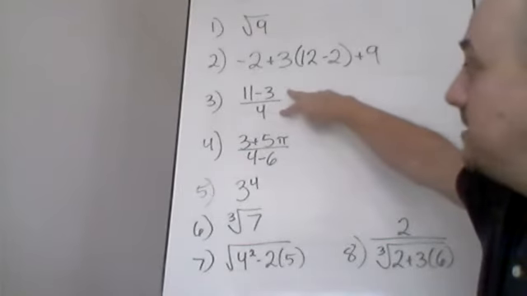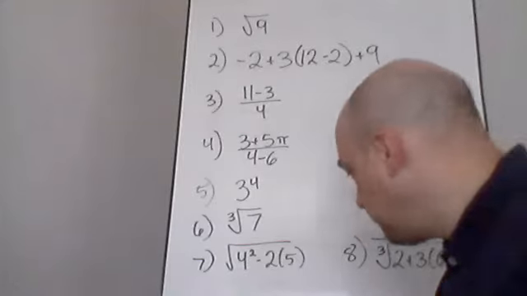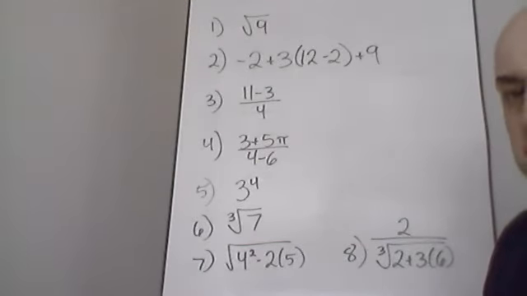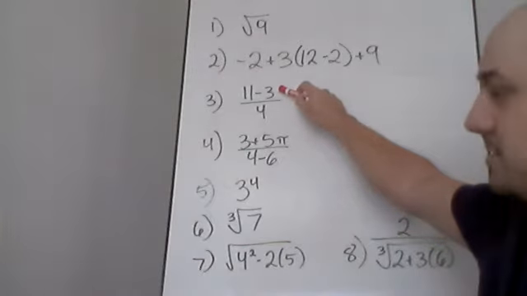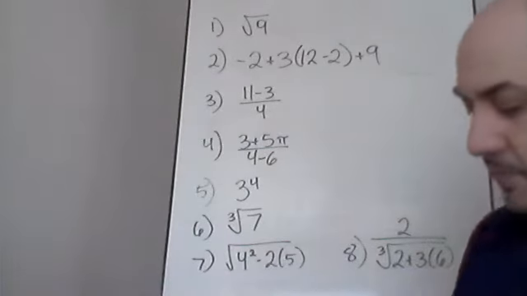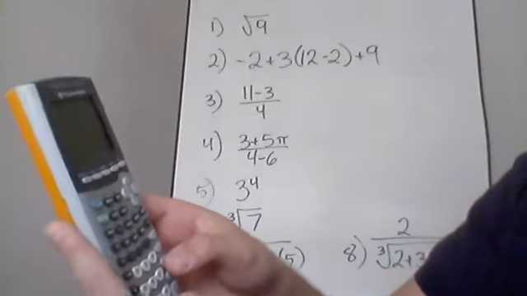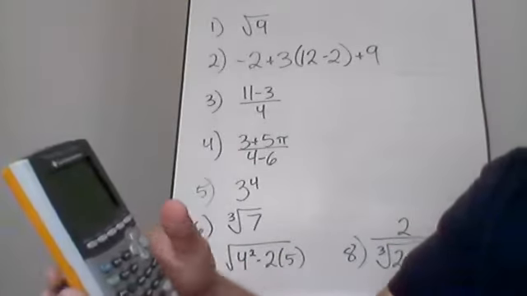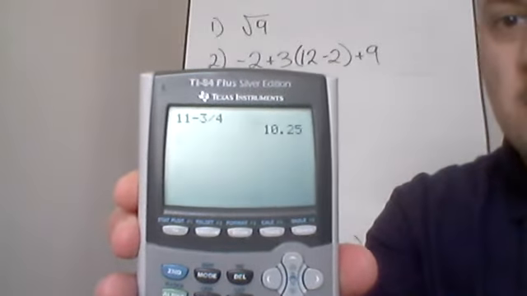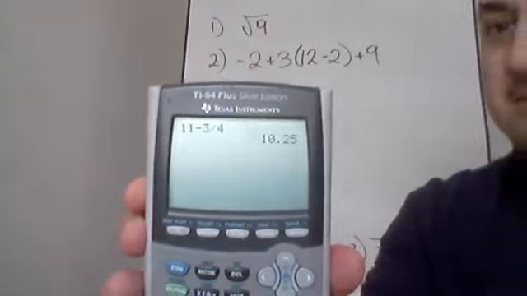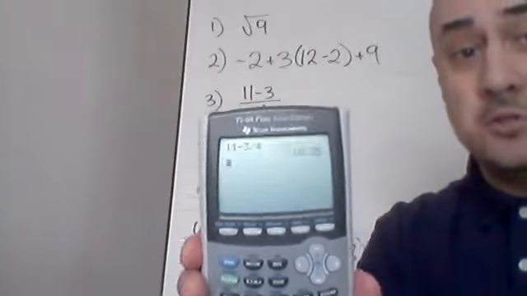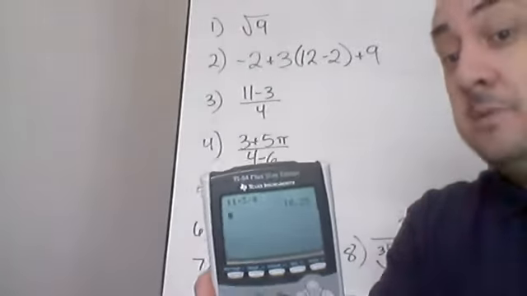So to type this here, 11 minus 3 over 4. Most of us can do that in our heads. If we do 11 minus 3, that's going to equal 8. 8 divided by 4 is going to give us 2. But if I type it in the calculator, 11 minus 3 divided by 4, just like that, I'm expecting that the answer is going to be 2, but it gives me 10.25, which obviously is not 2. So what happened? Is my calculator stupid? It made a mistake? No, I typed it in wrong.